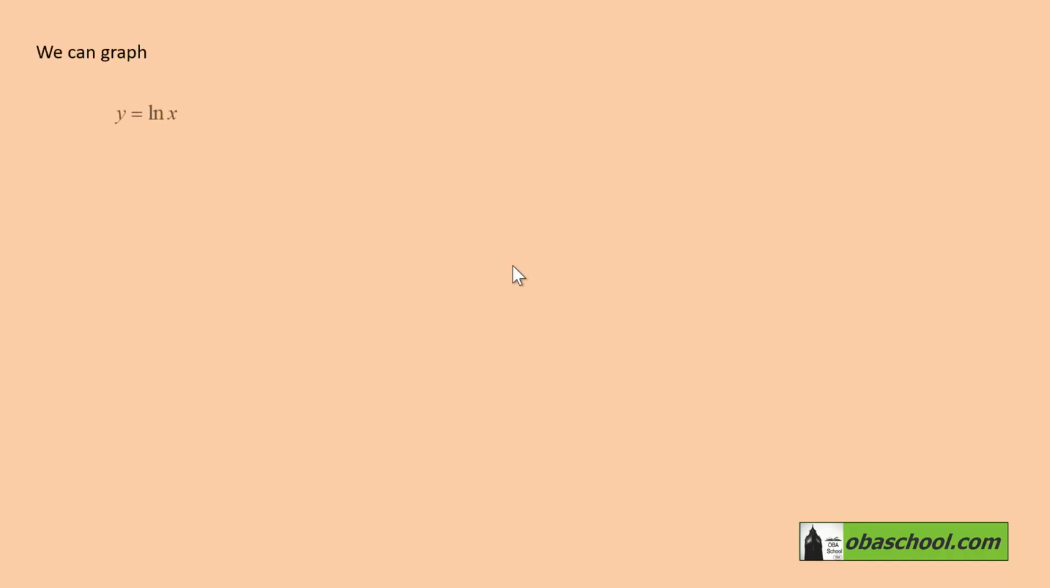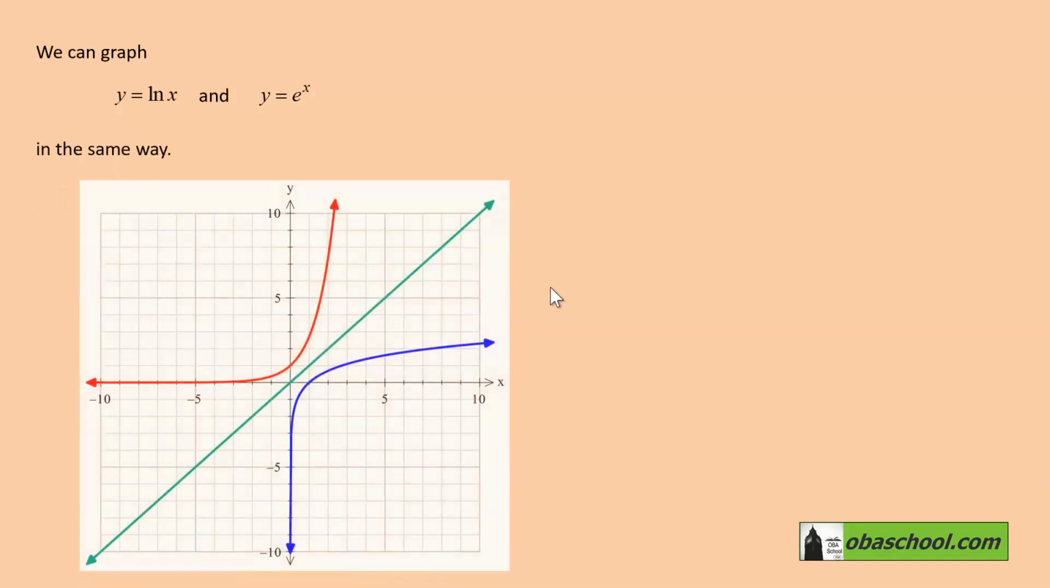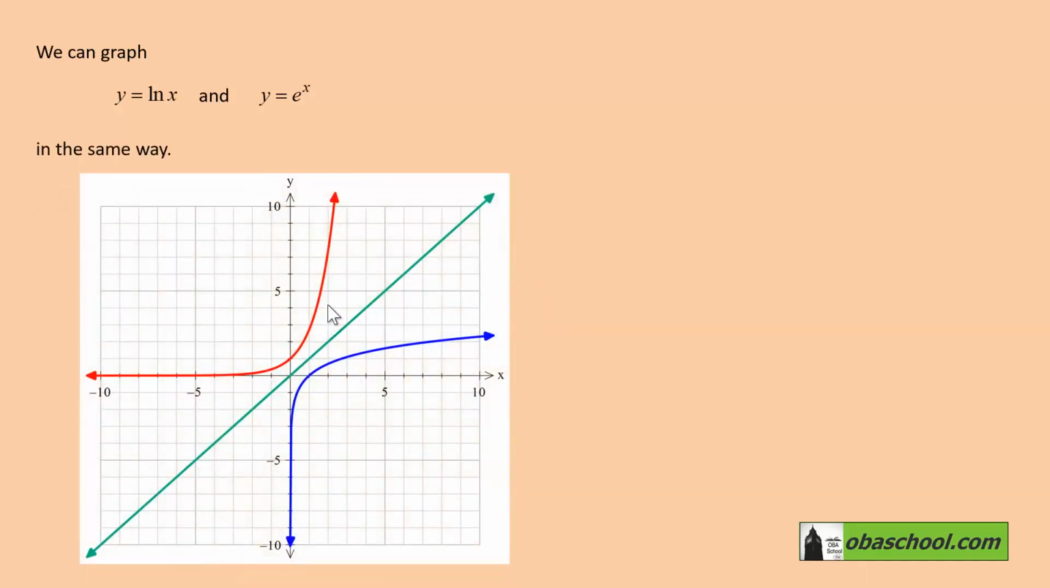We can graph y equals the natural log of x and y equals e to the x in the same way, and here they are. So the red curve is y equals e to the x. It has that familiar shape with the negative portion of the x-axis being the asymptote and the intercept here at 0, 1. So the log, being the reflection, has the negative y-axis as its asymptote and an intercept here on the x-axis of 1, 0.